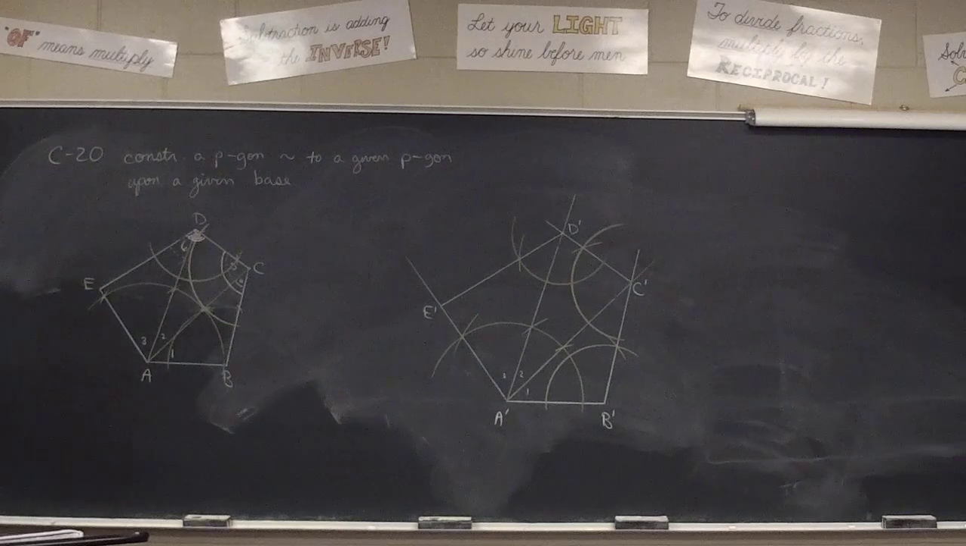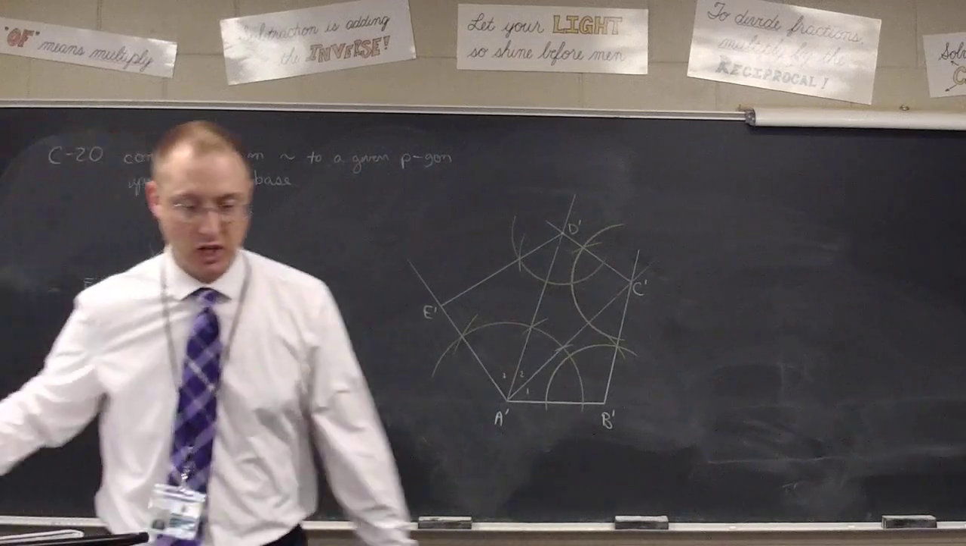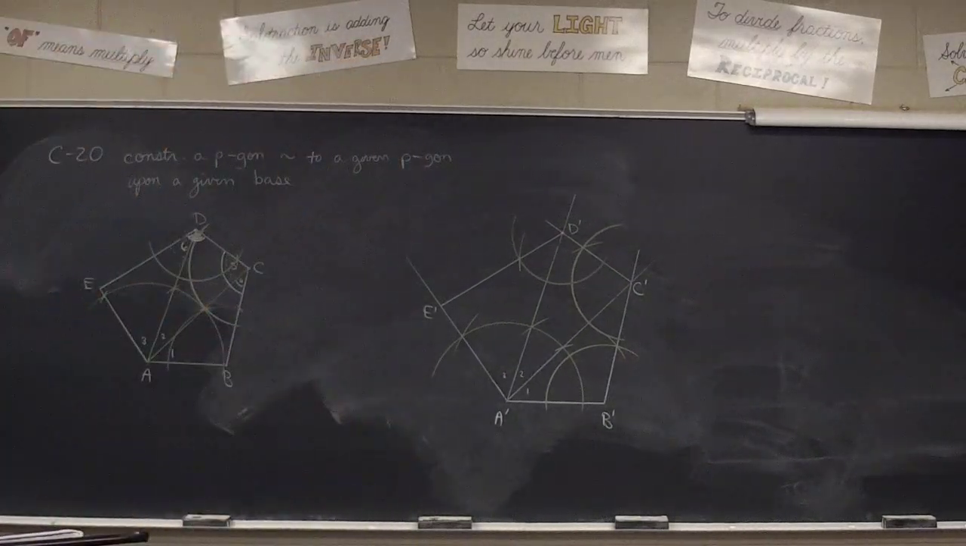And if you look at your paper or you look at the board and you see A, B, C, D, E, A prime, B prime, C prime, D prime, E prime, you can tell they look exactly the same except the second one's bigger. How'd you do? Do yours on your paper look similar? They should look similar to each other.